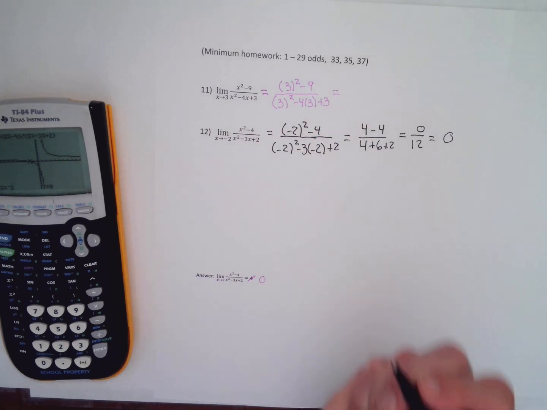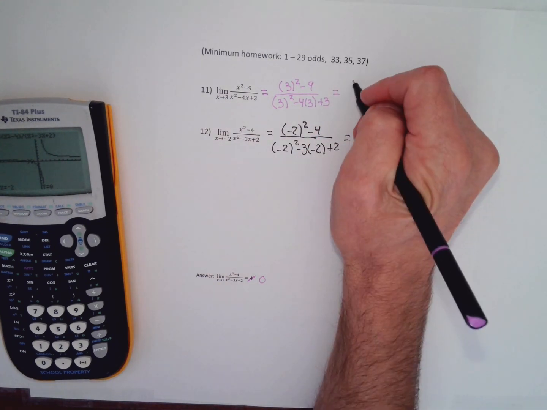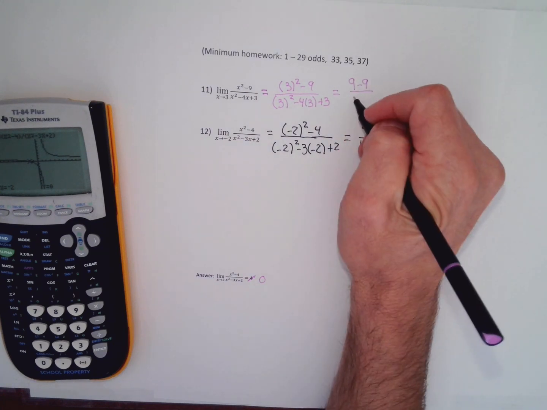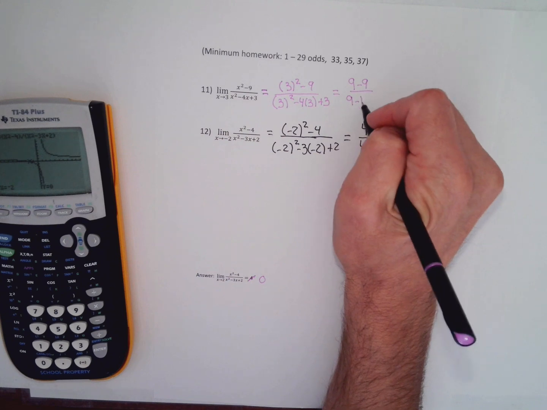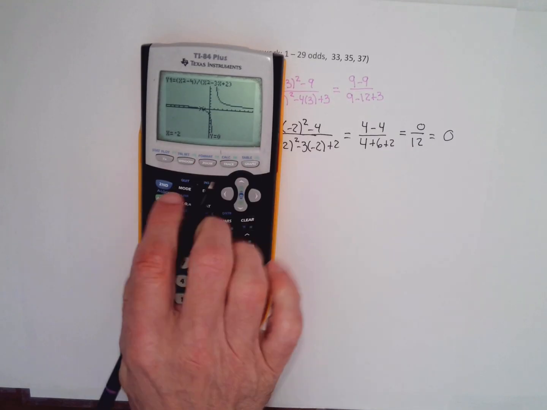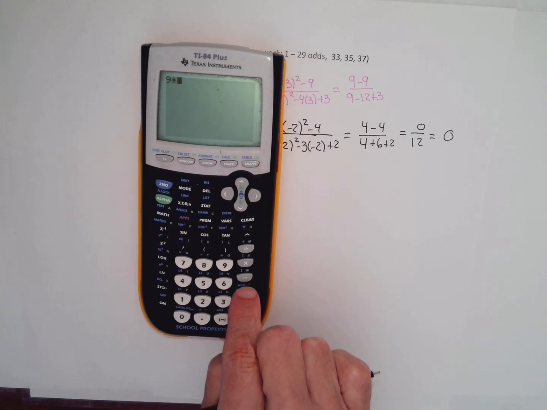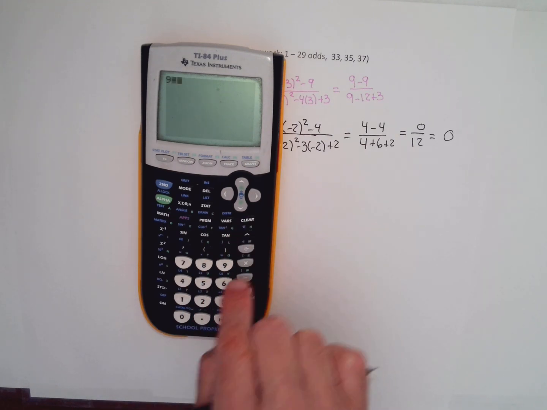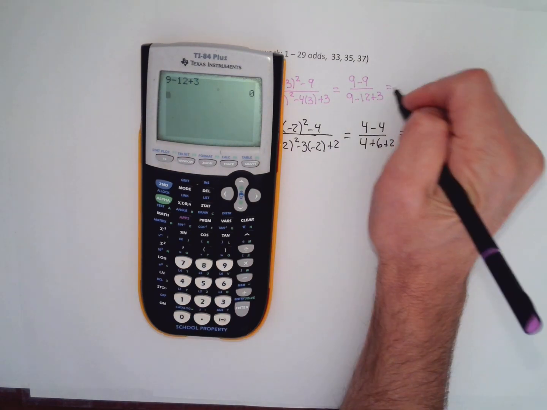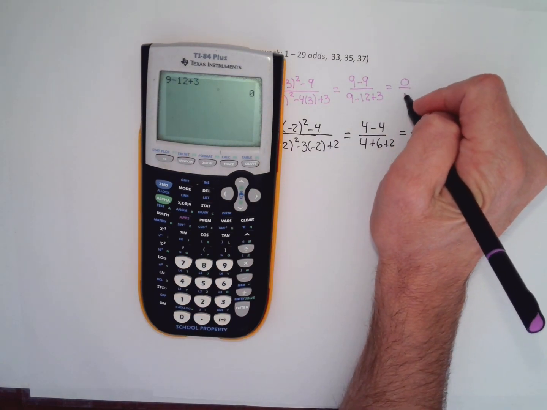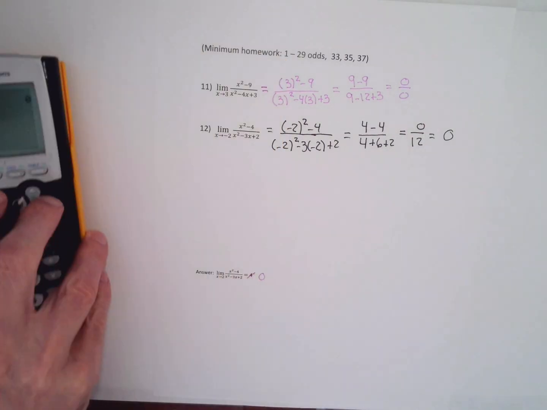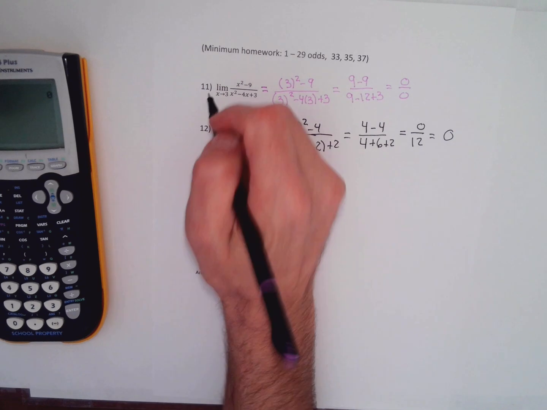The numerator becomes 9 minus 9 because the 3 squared is 9. The denominator becomes 9 minus 12 plus 3. And the 9 minus 12 plus 3 in the denominator is 0. The numerator, 9 minus 9, is clearly 0. And the denominator also comes out to 0. So the limit likely exists, but I need to do algebra.